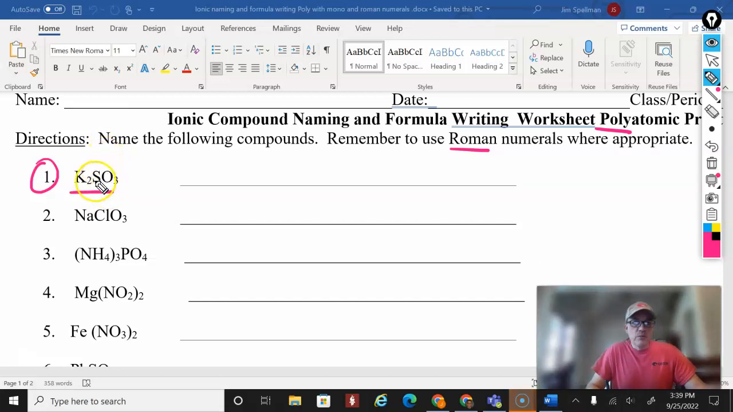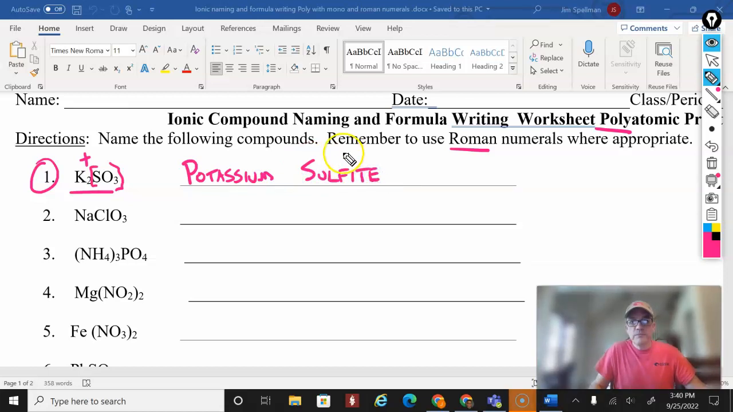Usually they're going to be the negative one, which means that your positive charge is usually just going to be a metal that's on the periodic table. SO3 is its own thing, and I've got some here. So this would be potassium sulfite, and then we're done. Again, we don't need to put Roman numerals because we only use Roman numerals if it's a transition metal.